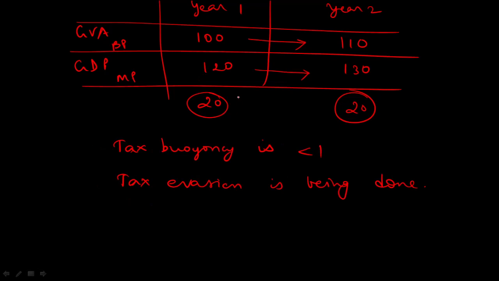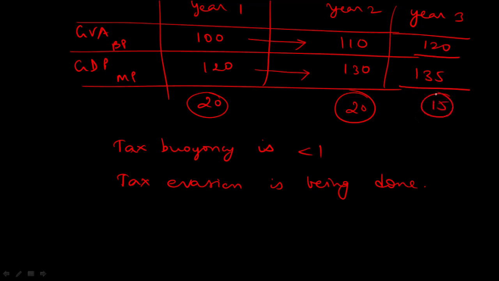This is also possible in a third case, for example, in year 3, let's say GVA has increased to 120 and GDP has increased to 135. So the indirect taxes here are 135 minus 120, which is 15. In this case, there is an increase in GVA as well as an increase in GDP, but there is a decrease in indirect taxes. This again shows that tax buoyancy is less than 1 or tax evasion is being done. Let's see what these two terms are.